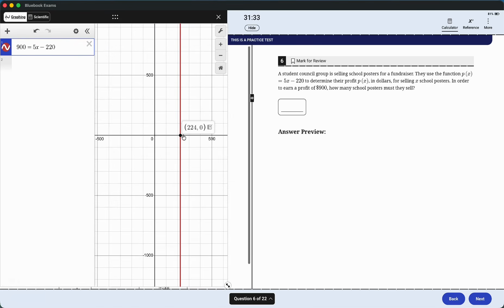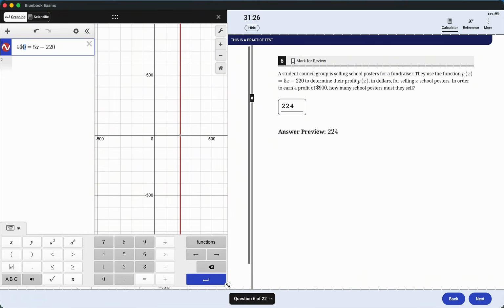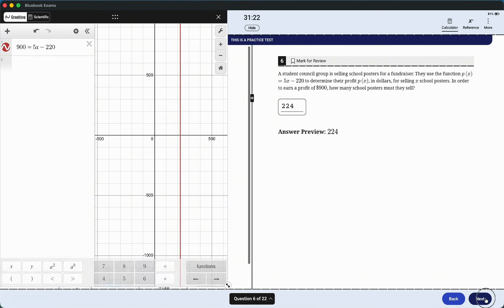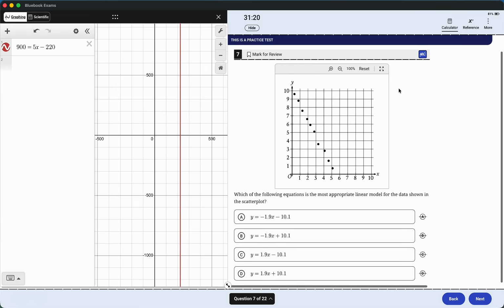I can just zoom out. Here's my answer for X. That's how many posters it would be, right? So you need to know one to answer for the other. In this case, we know profit and we're finding posters, or vice versa. If you wanted to find profit, you'd enter in posters, right? Okay, next one here. We just have this kind of scatter plot, right?